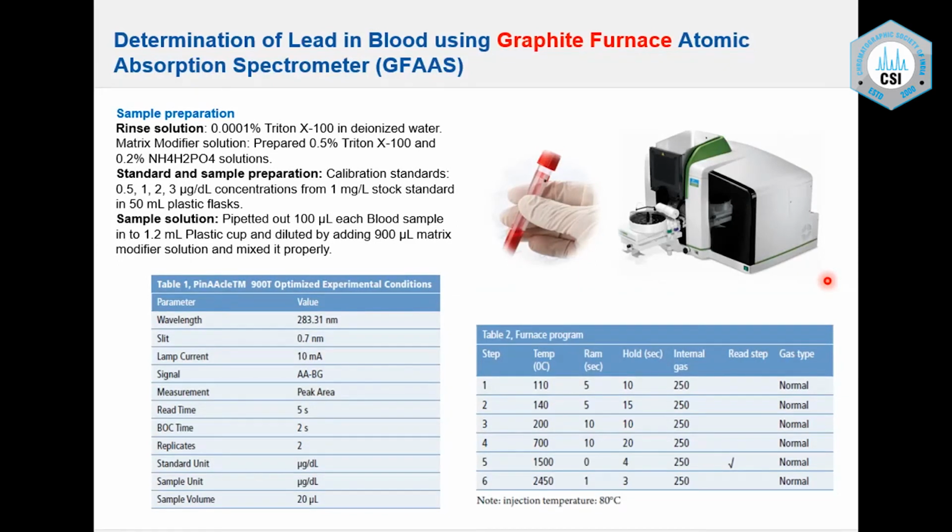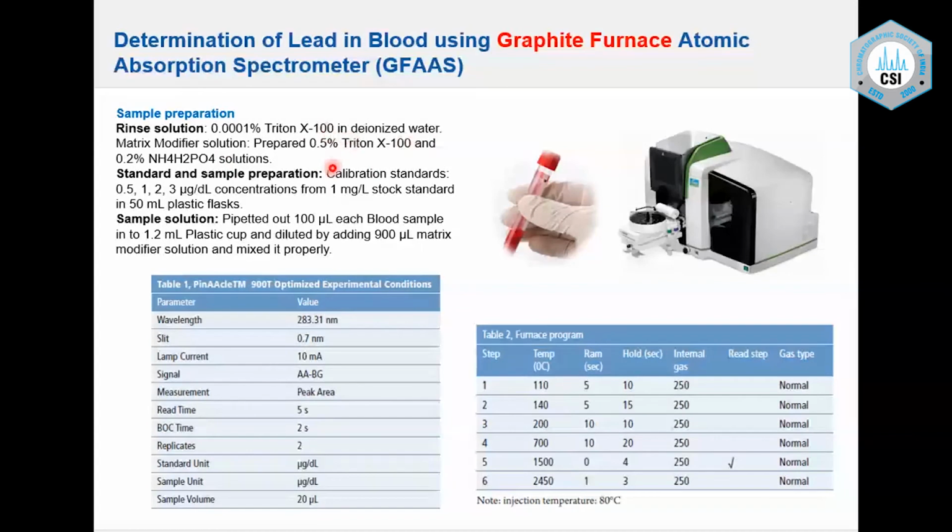So if you see ICP-OES and ICP-MS, if you want to do a blood sample, you have to give multiple dilutions. You have to give 100 times dilution or 200 times dilution. In graphite furnace, you cannot do more dilution because you may not be able to achieve the detection limit you require. So here, Triton X-100 was used as a modifier, along with sodium hydrogen phosphate as another modifier.